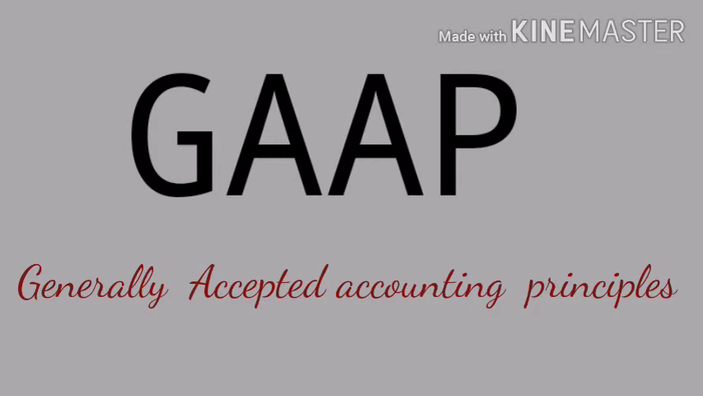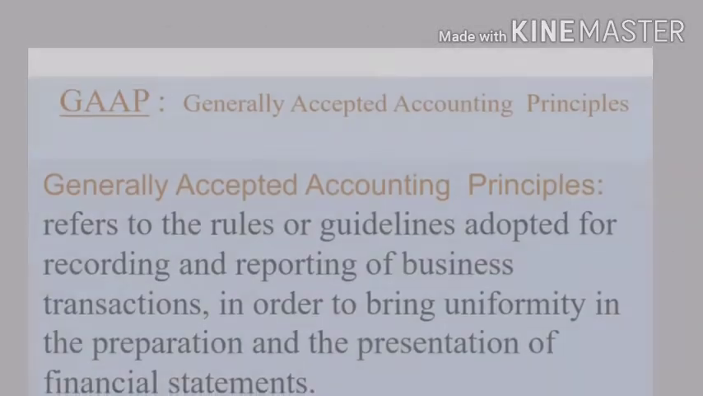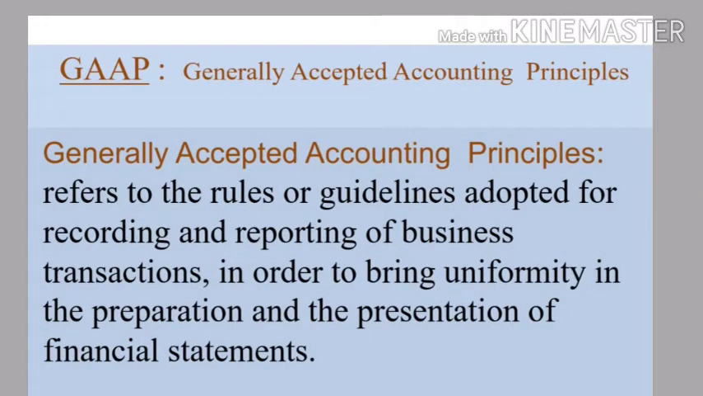Now, in order to maintain the records of business transactions and to prepare various accounts, a business firm has to follow certain rules, principles, guidelines. And these rules, principles, and guidelines should be the same so that there is uniformity and consistency maintained.